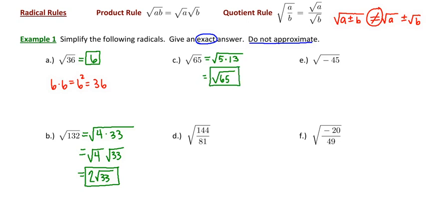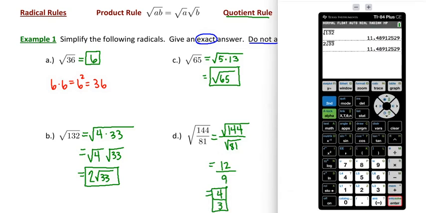Let's consider the square root of a fraction. We have the square root of 144 over 81. Remember from our quotient rule, you can distribute the radical to the numerator and the denominator. So I'm going to rewrite this, square root of 144 over the square root of 81, both of which are perfect squares. The square root of 144 is 12, and the square root of 81 is 9. We can reduce by a factor of 3 here to come up with a final answer of 4/3. Let's take a look at how the calculator handles that one.